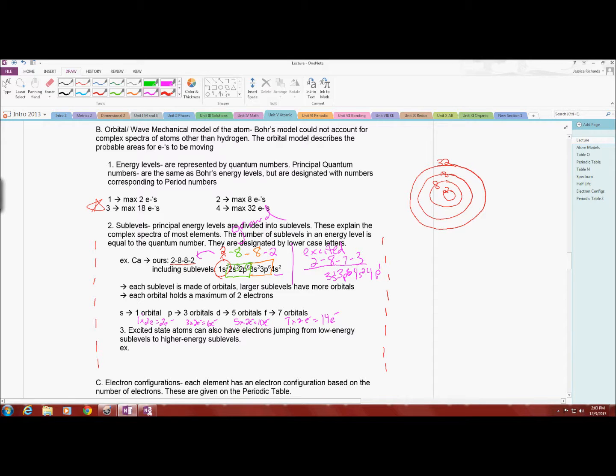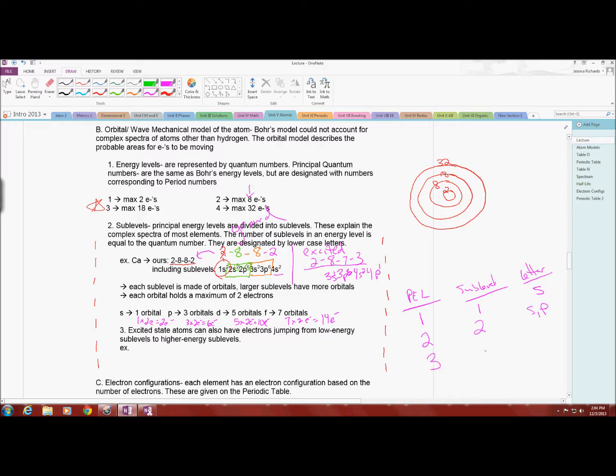The number of sublevels equals the principal energy level. So principal energy level 1 has 1 sublevel, and its letter is S, and S only holds 2 electrons, so the first principal energy level can only have 2 electrons. The second principal energy level gets 2 sublevels, an S sublevel and a P sublevel. So S holds 2, P holds 6, a total of 8 electrons. The maximum number of electrons the second principal energy level holds is 8.